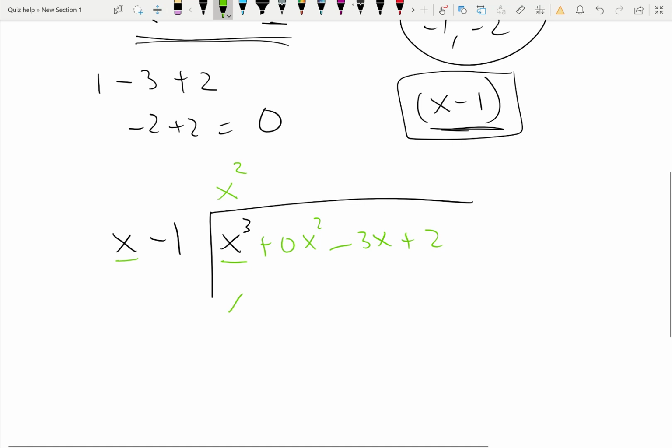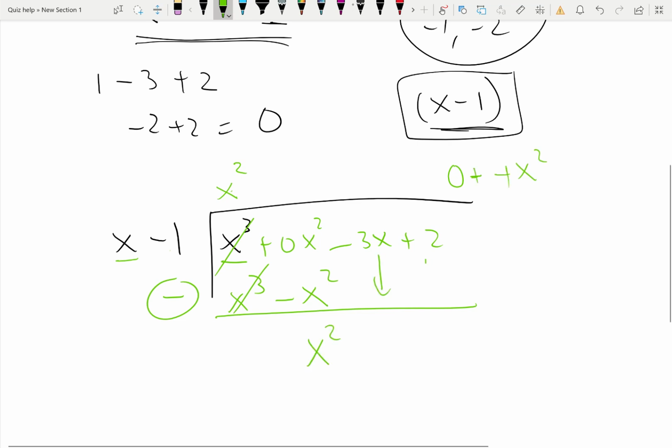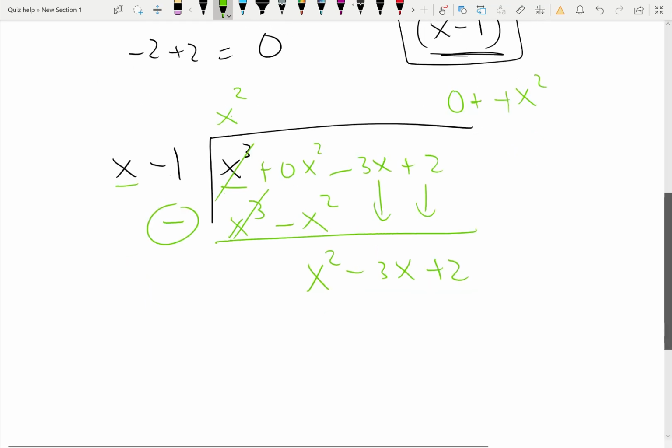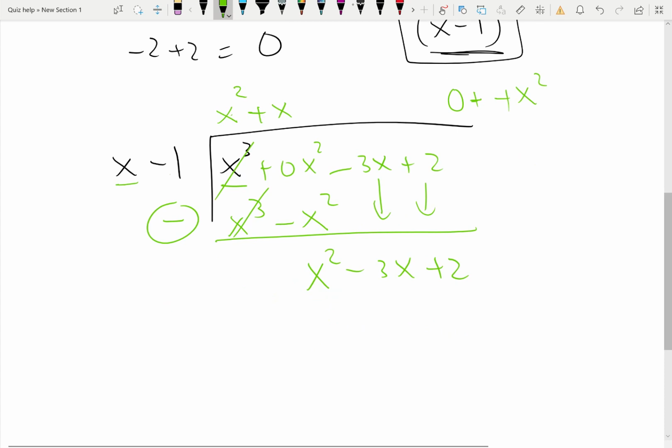So here x cubed, x square times minus 1 is minus x square. Now you subtract, x cubed cancels out. 0x square. 0 subtract minus x square is positive x square. So be careful. Take these things down. Always do that. Now how can I create x square? Multiply by x plus x. Here x times x is x square. x times negative 1 is negative x.